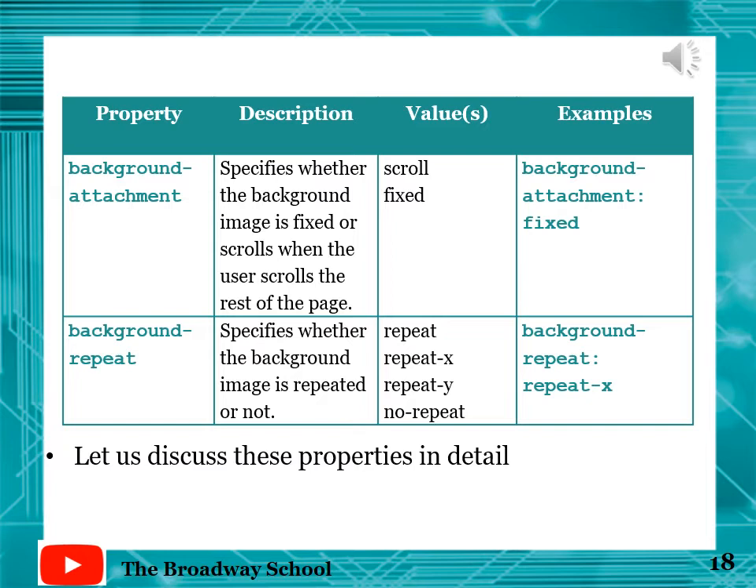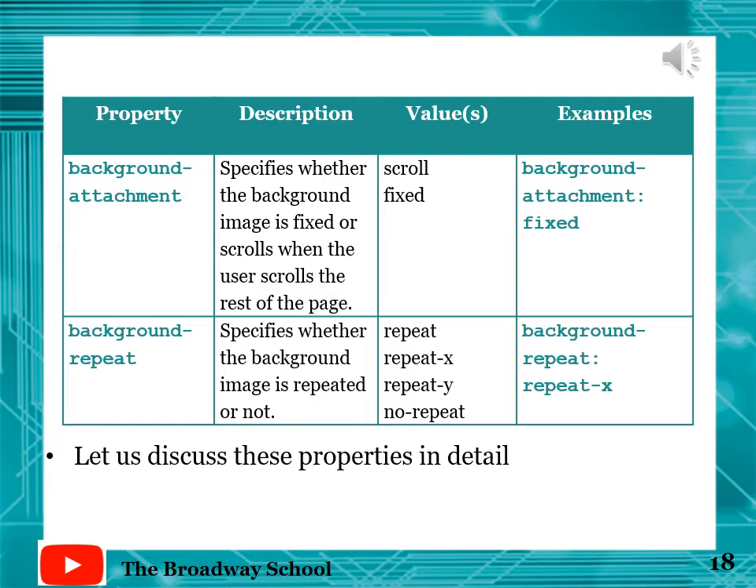Fourth property is background attachment. Specify whether the background image is fixed or scrolls when the user scrolls the rest of the page. Scroll or fixed value will be used. Example, background-attachment colon fixed. If it is fixed, then when you scroll the page, the image will not scroll down. And if it is scroll, then the image will scroll along with the page.